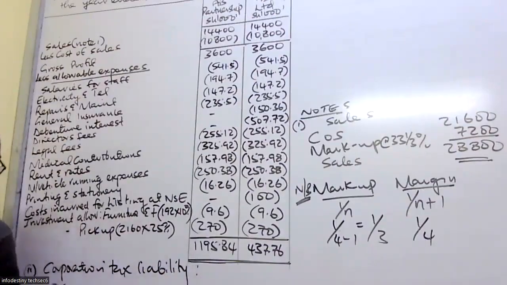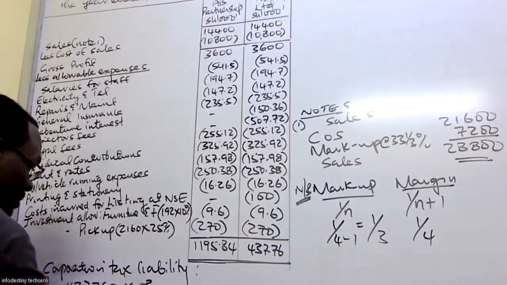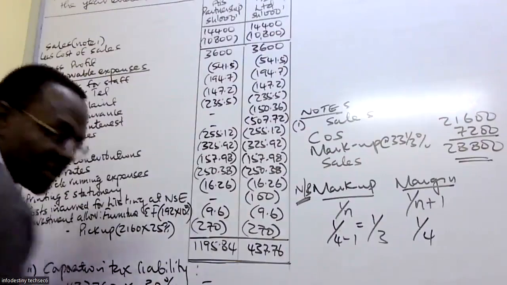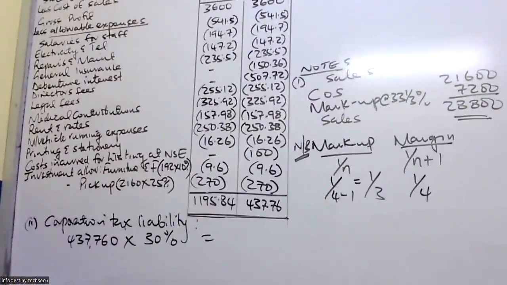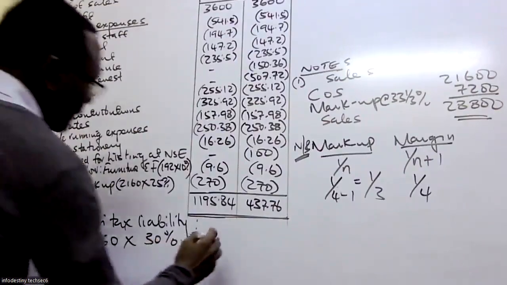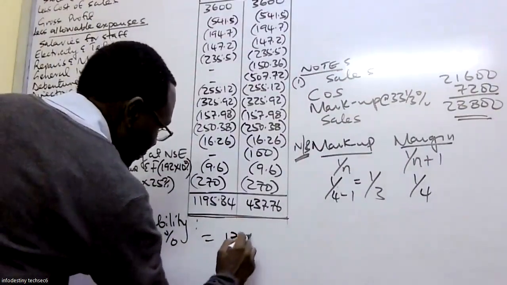So corporation tax liability will be 437,760. You multiply by 30%, and 30% would be how much? Yes? 131.